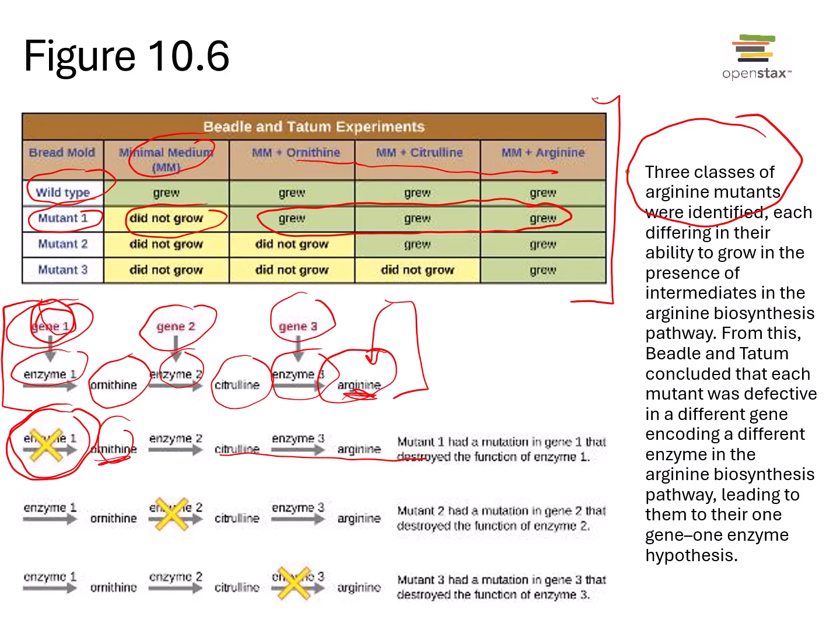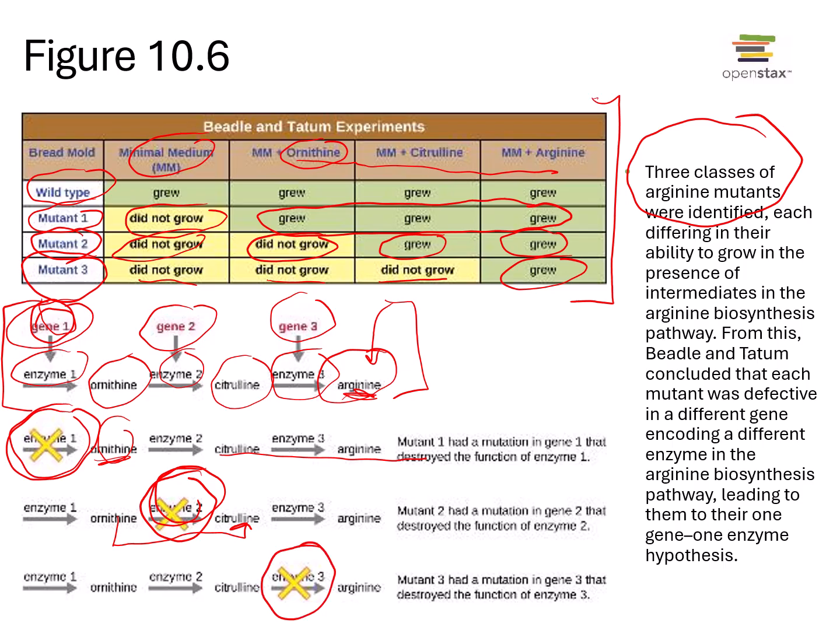The second mutant cannot grow on minimal media or minimal media with ornithine, but it does grow on citrulline or arginine. This shows that enzyme 2 is missing, so it can't convert ornithine to citrulline. And finally, mutant number 3 cannot grow on minimal media, or minimal media plus ornithine, or minimal media plus citrulline, but does grow with arginine. This shows that enzyme number 3 is missing, so it can't convert citrulline to arginine.